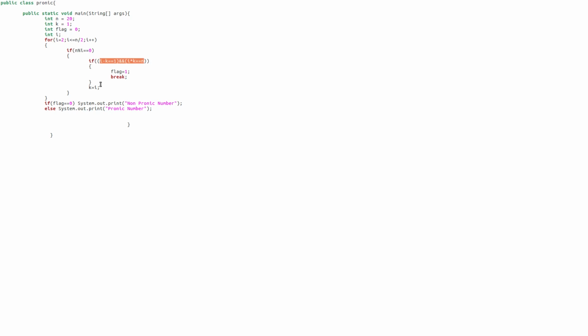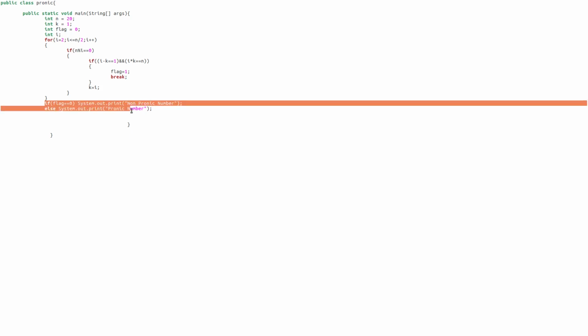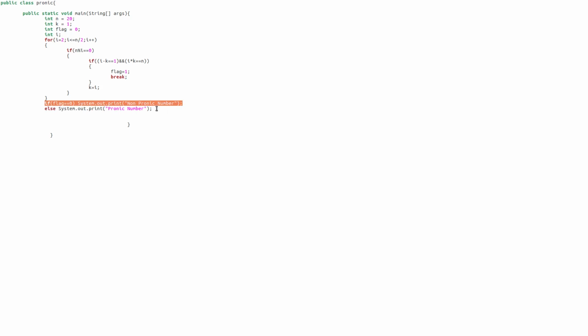Else, if n is divisible by i, that means i is a factor of n, but maybe the subtraction of i and k doesn't yield 1, or their product is not equal to n, in that case we will update the value of k to i, and we will continue our loop. Once we come outside of the loop, we check the value of flag. If the value of flag is 0, that means the number n is not a Pronic number. Whereas if the value of flag has been updated to 1, that means the number n is a Pronic number.